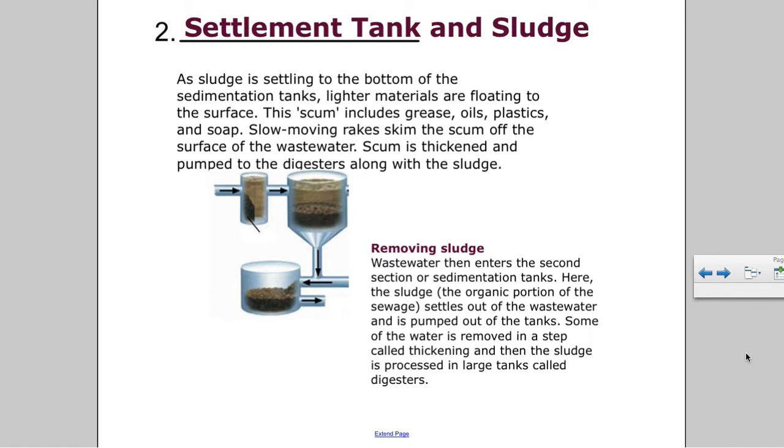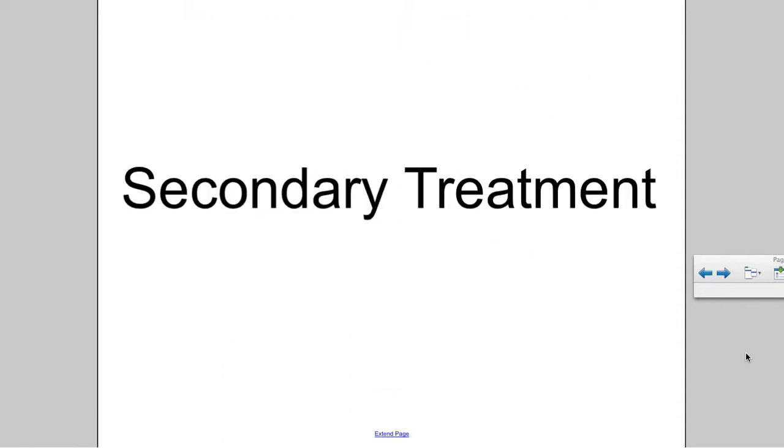Then you have a removing of the sludge. Wastewater then enters a second section of sedimentation. It goes through a second part of the settling tank and helps remove additional sludge, which is the organic portion of the sewage. It lets it settle down to the bottom like it showed us, and then it gets that out. Remember, the goal is to remove as many suspended solids from the water as possible before we put it back into the environment. Now you move into secondary treatment, which is going to remove about 90% of the suspended solids.